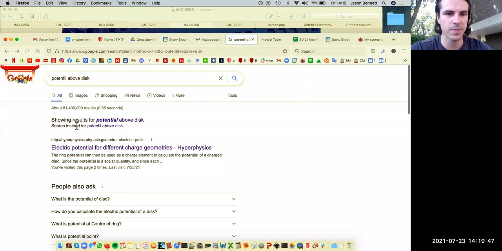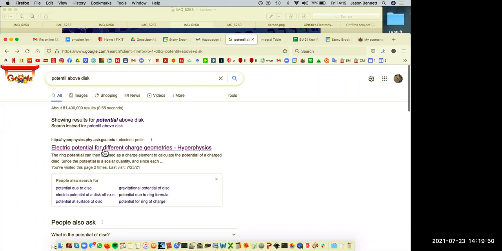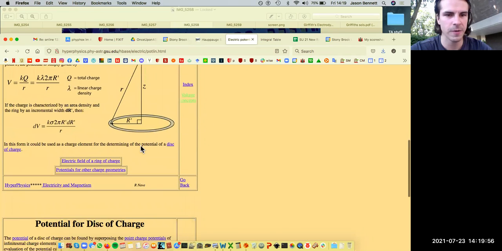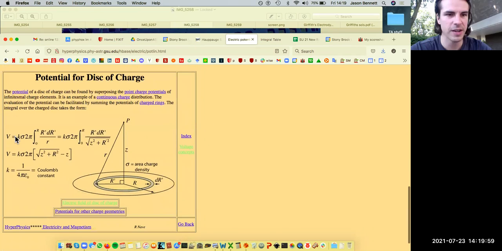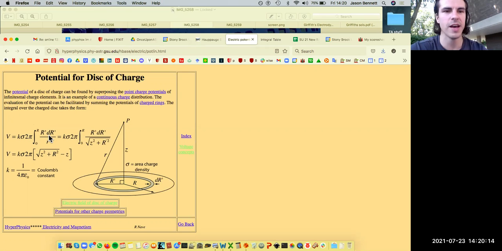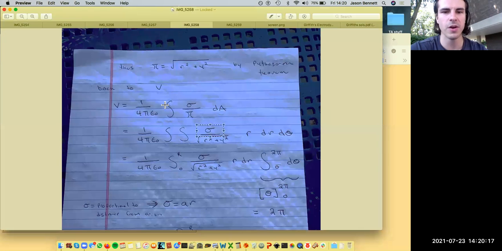This is a HyperPhysics page for electric potential for different charge geometries. Here are rings. This is a disk, and you can tell from the very beginning that they take out the charge distribution immediately because they're assuming it's uniform. That's why our problem is a little bit more difficult. We have to include that. If we write it as the problem tells us, it's some number A times the radius, whatever ring we're at, and we have to include that in this sigma.